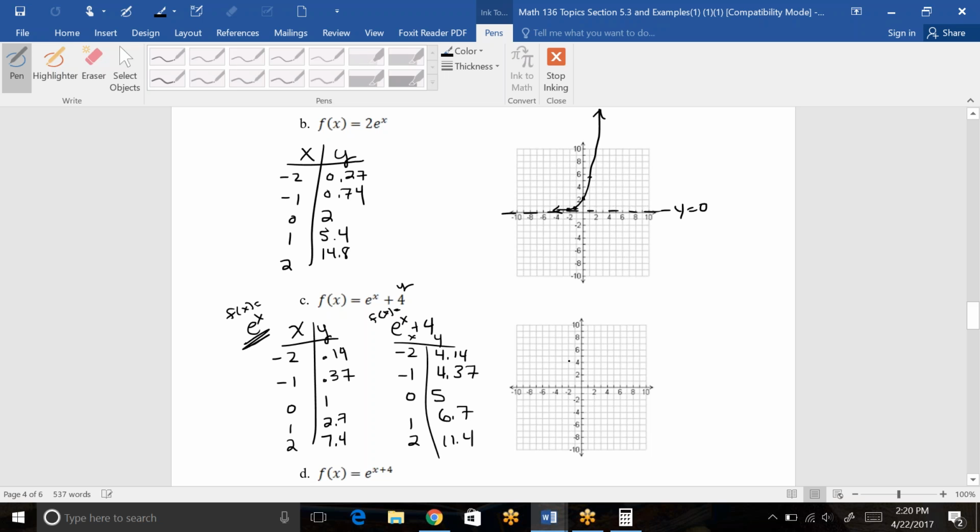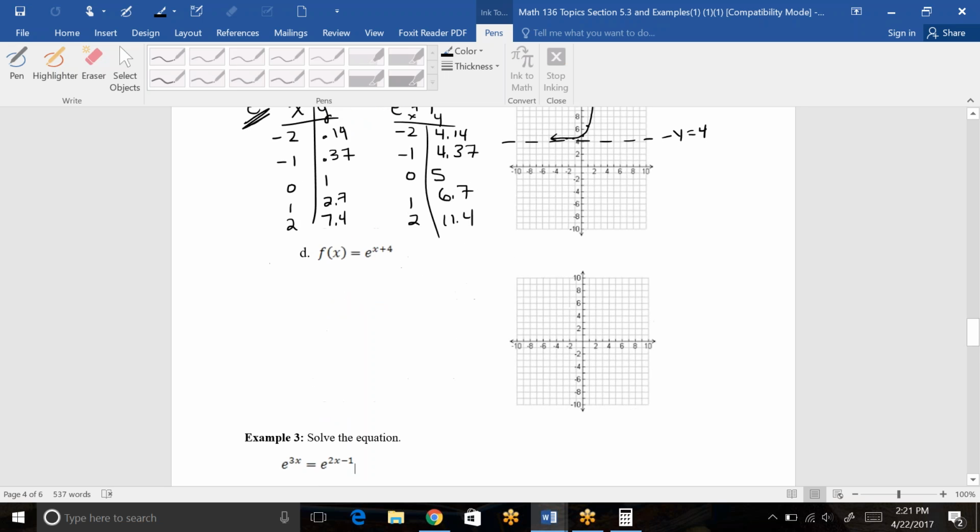Then we plot it, so negative 2, 4.14, negative 1, 4.37, 0, 5, 1, 6.7, and 2, 11.4. Notice this is the only time exponential functions don't have the x-axis as their horizontal asymptote. It's when you do a vertical shift. My horizontal asymptote now is positive 4.